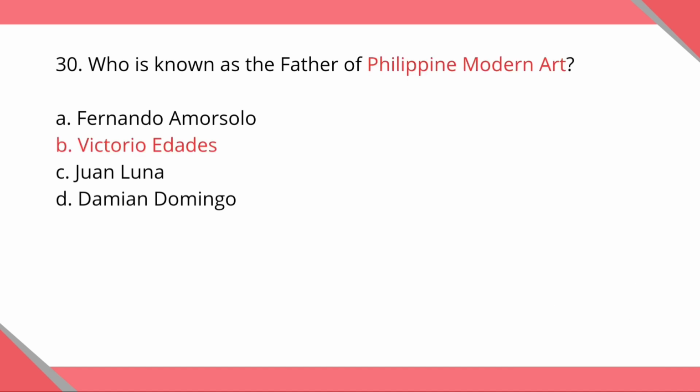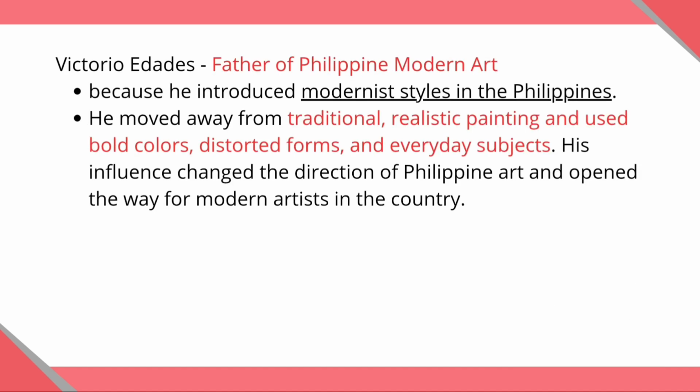The correct answer is letter B. Victorio Edades. He is known as the father of Philippine modern art because he introduced modernist styles in the Philippines. He moved away from traditional, realistic painting and used bold colors, distorted forms, and everyday subjects. His influence changed the direction of Philippine art and opened the way for modern artists in the country.